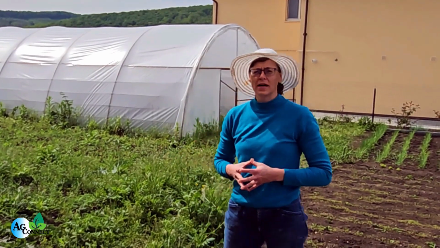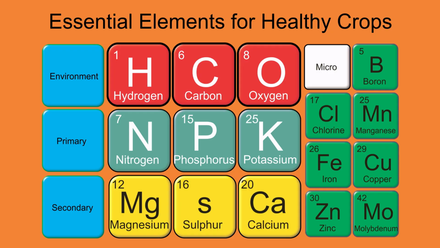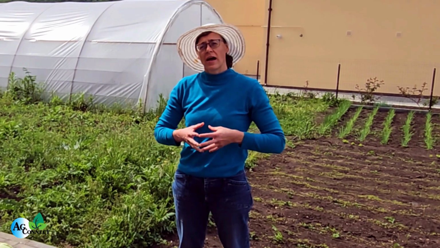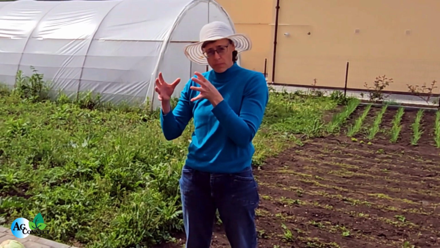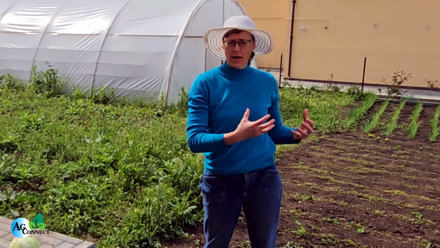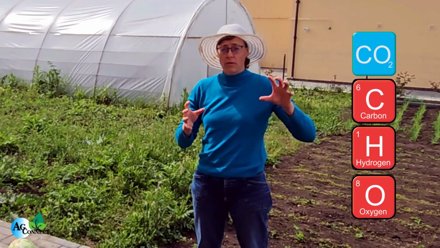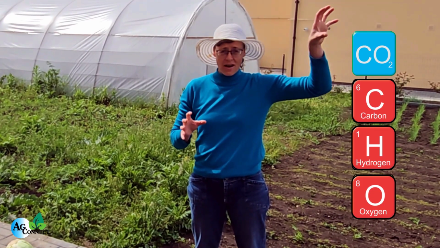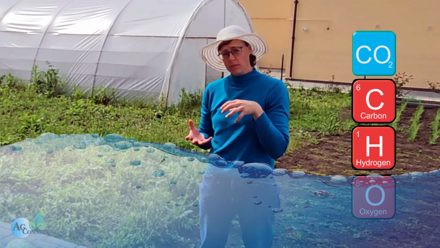Remember when I showed you that table with all the elements that the plant needs for growth? Well, today we're going to look at how to obtain those elements and in what quantities for our plants to maximize its health and potential. Now, if you remember, the carbon, hydrogen, and oxygen that we need for plant growth are available from carbon dioxide in the air and from water from the soil.